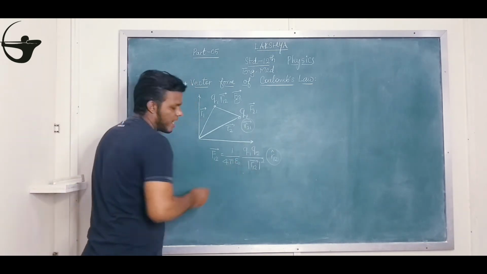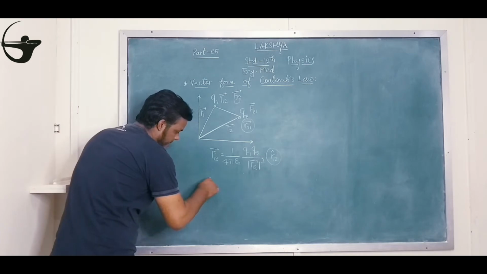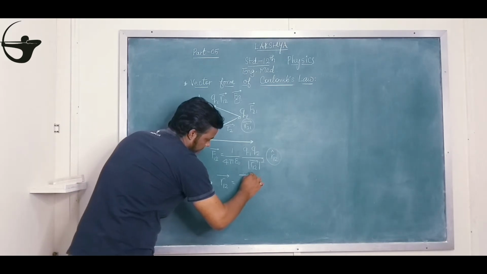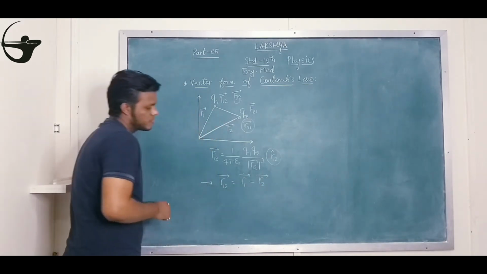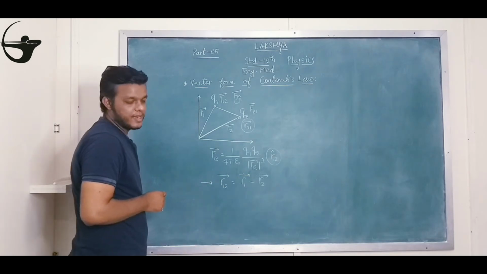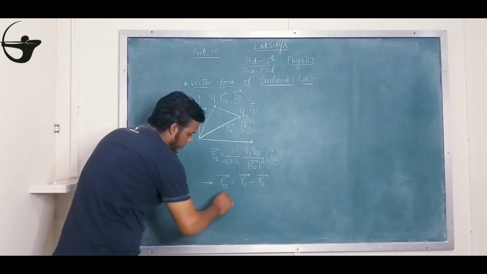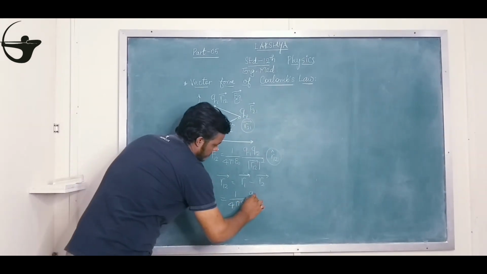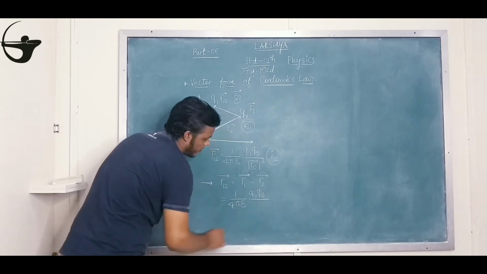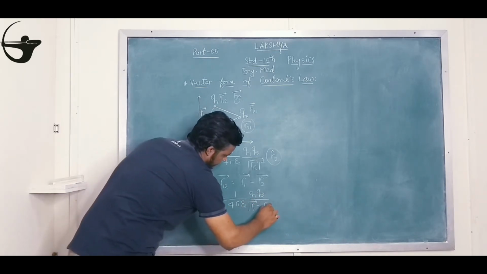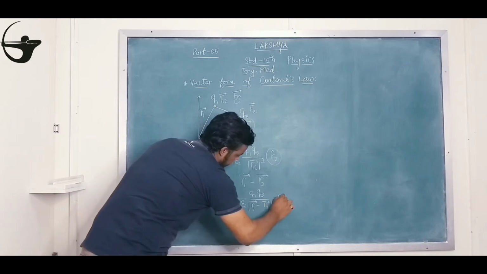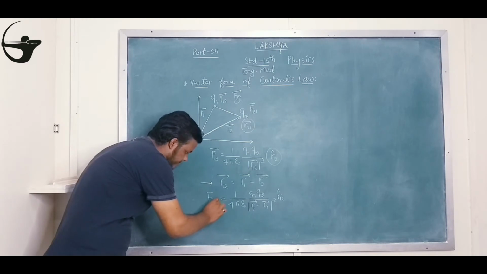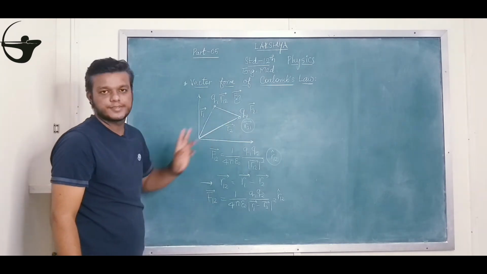Now what is the value of r12 bar? According to vector mathematics, r12 bar will be r1 bar minus r2 bar. So let's substitute this value in the place of r12 bar. It will be 1 upon 4 pi epsilon 0, q1 q2 upon mod of r1 bar minus r2 bar square, into r12 caret. This is the vector form of force between these two charges.